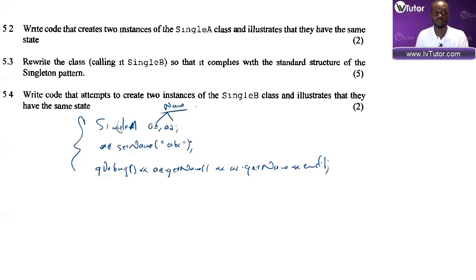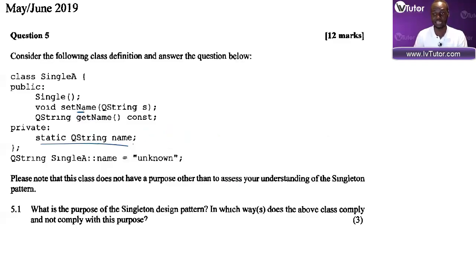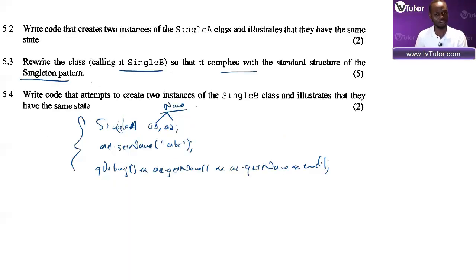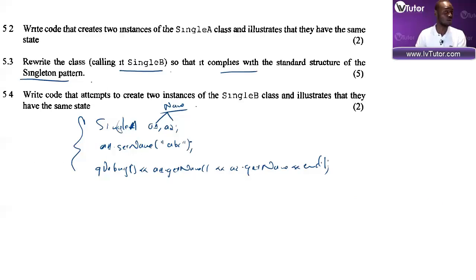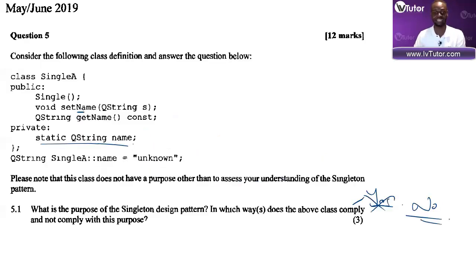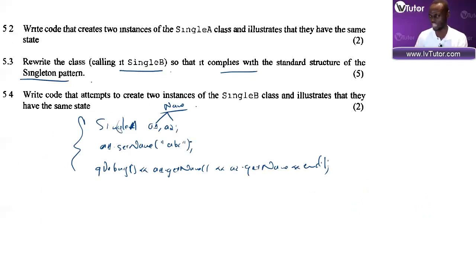5.3 says rewrite the class, calling it single B, so that it complies with the standard structure of the singleton pattern. Now, if you had said yes earlier and we get here, and they say now make it comply, obviously you'd go back and be like, no, it doesn't. You wouldn't know how to do 5.3 if you said yes earlier. Okay, single B. So now they are saying make single B a singleton, right?